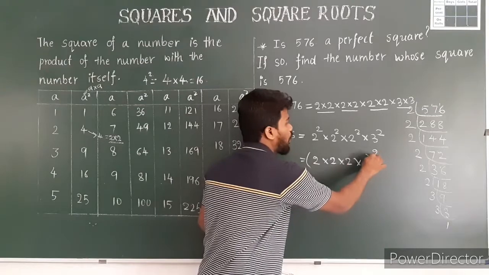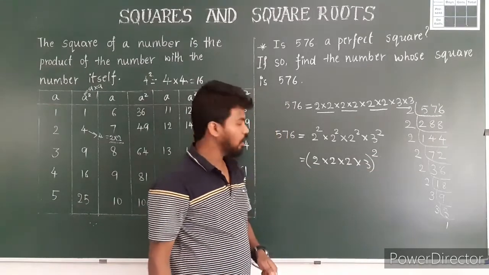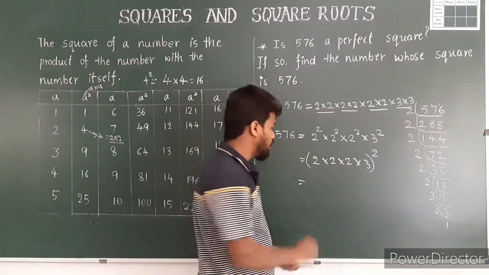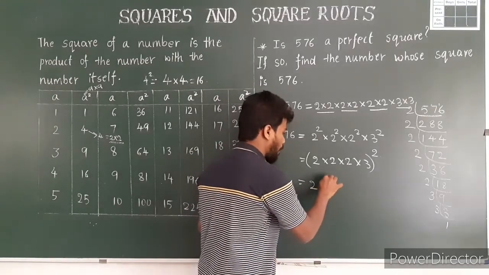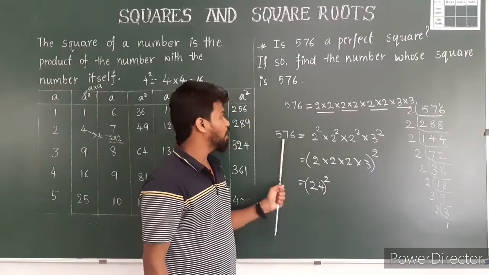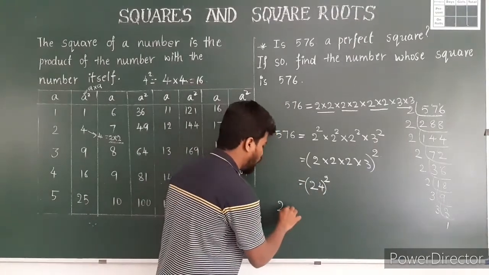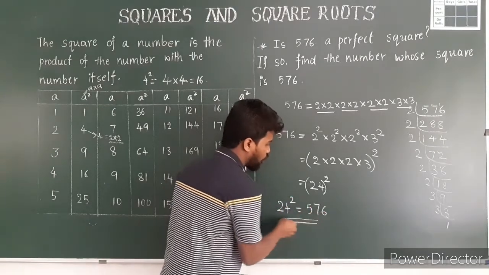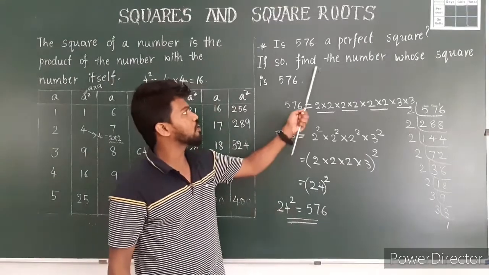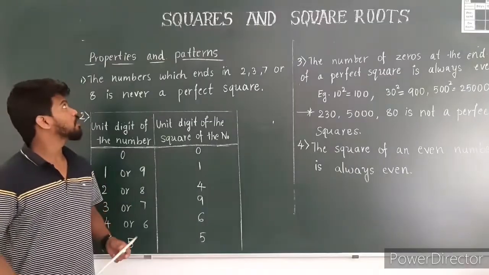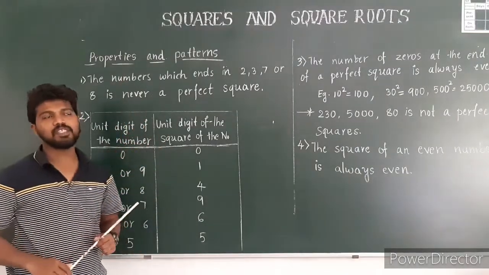So put the square outside the bracket. So 2 2s are 4, 4 2s are 8, 8 3s are 24 square. So 24 square you get 576. Therefore, the square of 24 is 576.